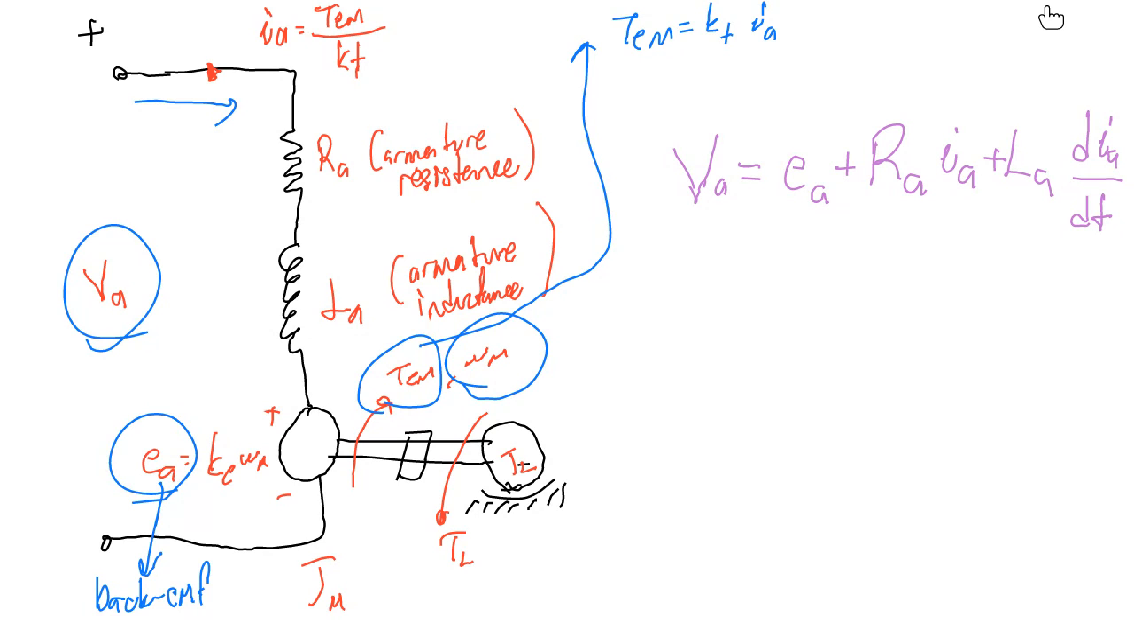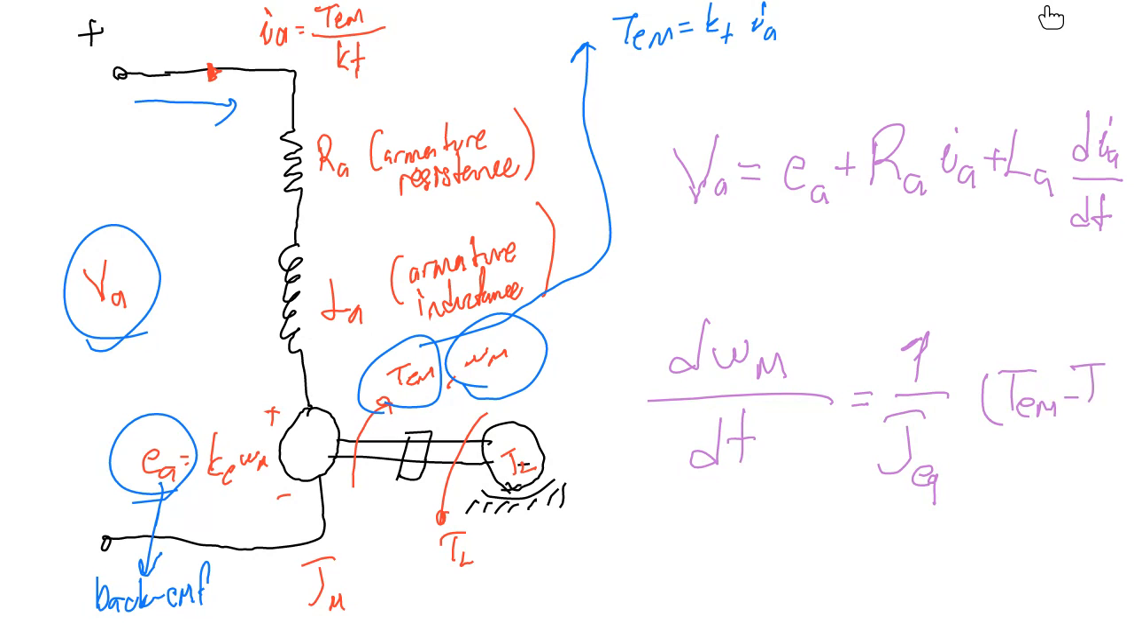So on the mechanical side, the electromagnetic torque produced by the motor overcomes the mechanical load torque TL to produce acceleration: d omega m over dt equals 1 over J times the electromagnetic torque minus the load torque. This is the simple electrical equation. This is the simple mechanical equation of a DC machine. Here, J is the total effective value of the combined inertia of the DC machine and the mechanical load.